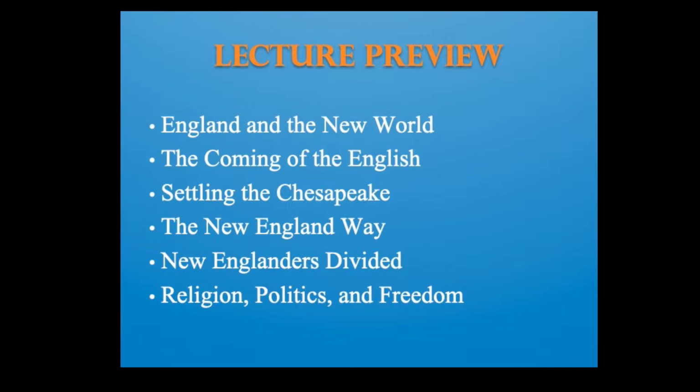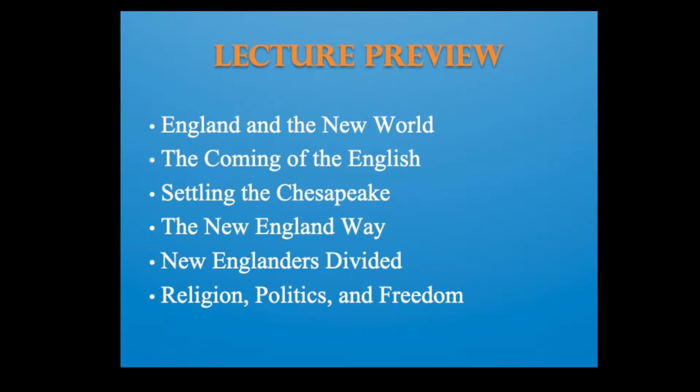We'll look at New England and what their motives are and their way of life, and how that differs from the Chesapeake. We'll look at New Englanders divided. So we're going to see how views of politics and government and views of religion and the relationship between the two begin to divide New Englanders into different schools of thought. And then we're going to look at religion, politics, and freedom. Again, this concept of liberty and how it really comes to shape in the mid-1600s for Englishmen both in England and in North America.